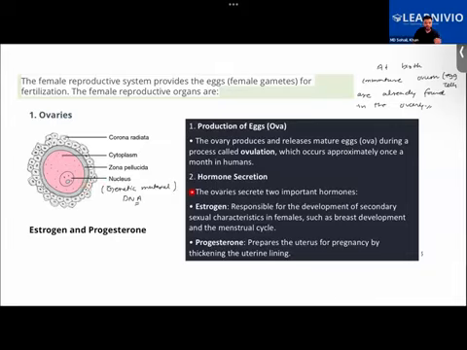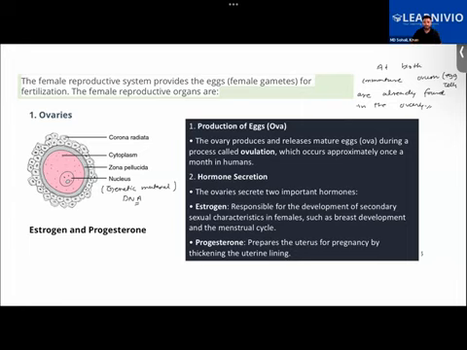It produces some hormones also, like estrogen and progesterone, and hormones have some functions to do. So I was explaining the function of a hormone like estrogen. It is responsible for the development of secondary sexual characteristics in females, particularly after the age of puberty, 12, 13, 14 years of age. So there's growth of hair in the armpits, growth of hair in the pubic region, and development of the mammary glands. Mammary glands are basically the milk producing glands found in mammals.